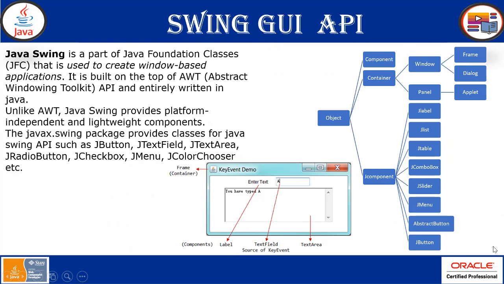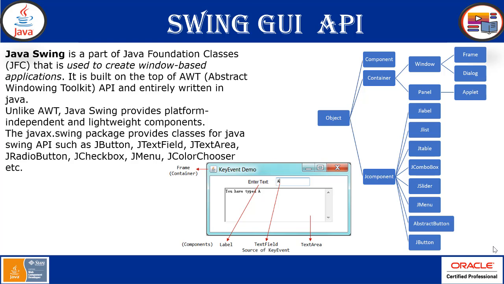Now, Java Swing is a part of Java Foundation Classes that is used to create window-based application. The same, another term you can use is desktop-based application. It is built on the top of AWT, Abstract Windowing Toolkit API, and entirely written in Java. Unlike AWT, Java Swing provides platform independent and lightweight components.